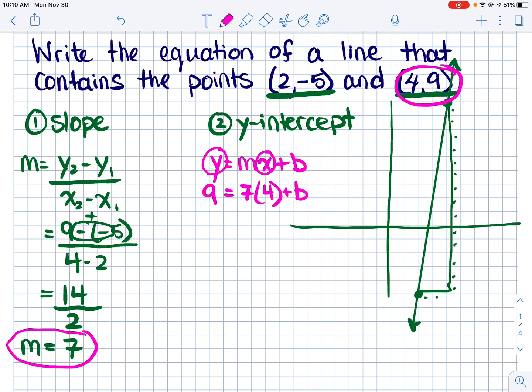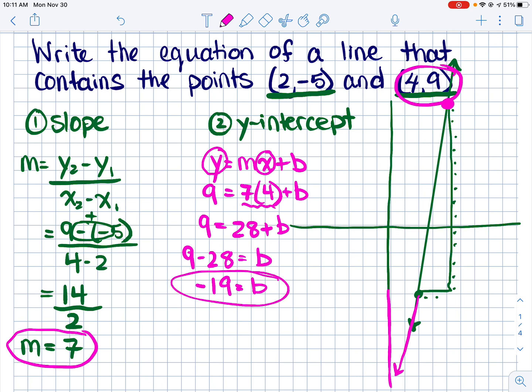I'm just picking a point on my line. I picked this point. And I'm just doing it so I know what my y-intercept is. It's going to be some super negative number though, eh? Okay, so 9 equals 7 times 4 is 28 plus b. Now I'm going to get rid of my 28, so I'm going to subtract 28 from both sides. So I get 9 minus 28 equals b. And what is 9 take away 28? Negative 19.